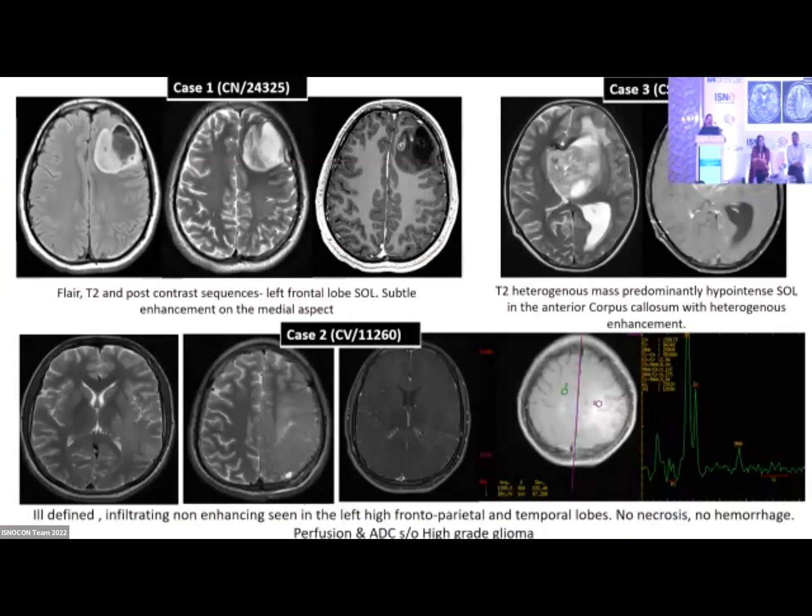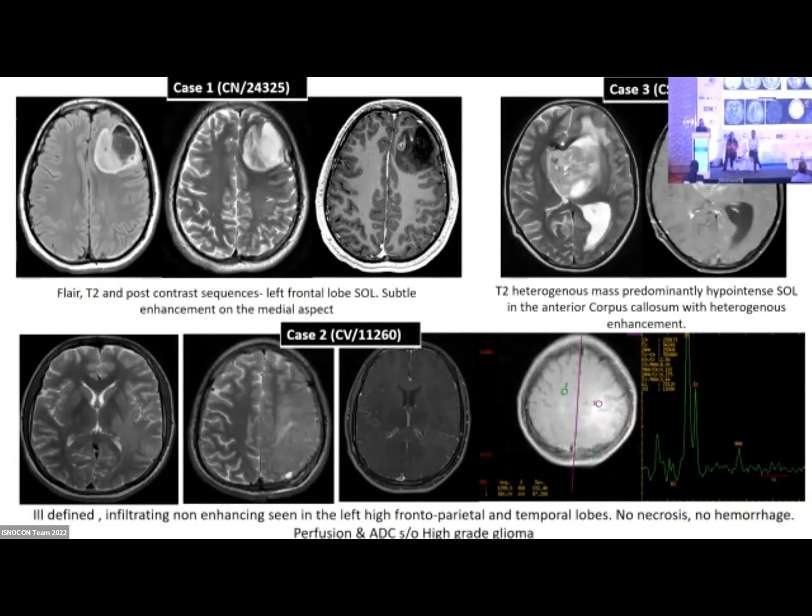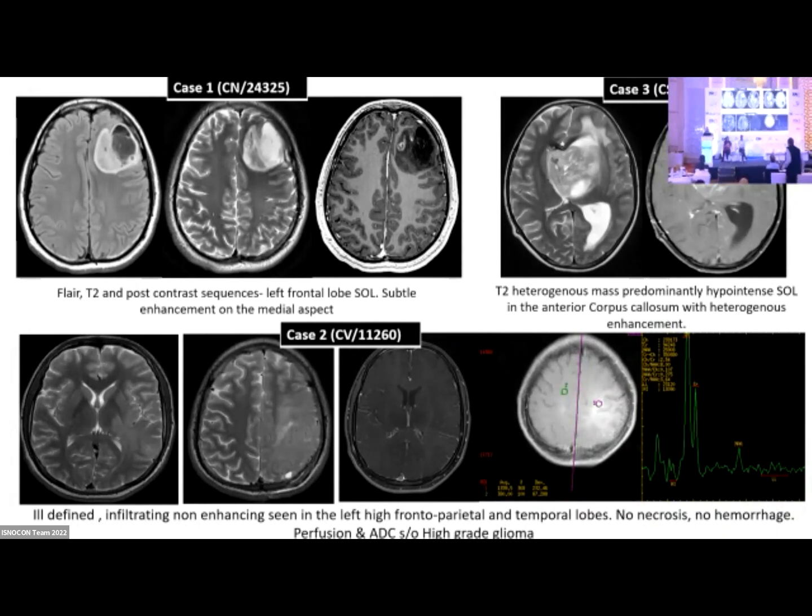And on radiology, in the first and the third case, the tumor was a space-occupying lesion, hemispheric in the first with some heterogeneous signal and mild enhancement. And in the third, it was more of a midline lesion with heterogeneous signals and moderate enhancement. And in the second case, there was more of a diffuse infiltrating lesion involving multiple lobes, and the perfusion was high. In all 3 cases, the diagnosis on radiology was suggestive of a high-grade glioma.